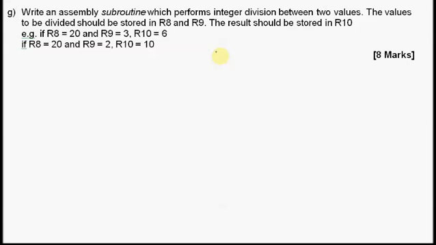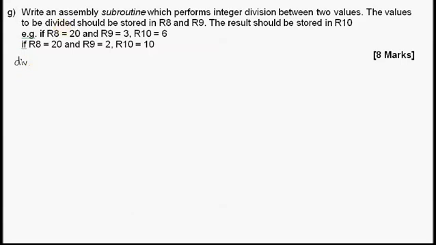Okay, in this subroutine we're performing integer division between two values. And because we're not a CISC architecture, we don't have an explicit multiply and divide instruction, we need to do this by successively subtracting things and do it in a loop form. So let's create our subroutine. We'll call it div.